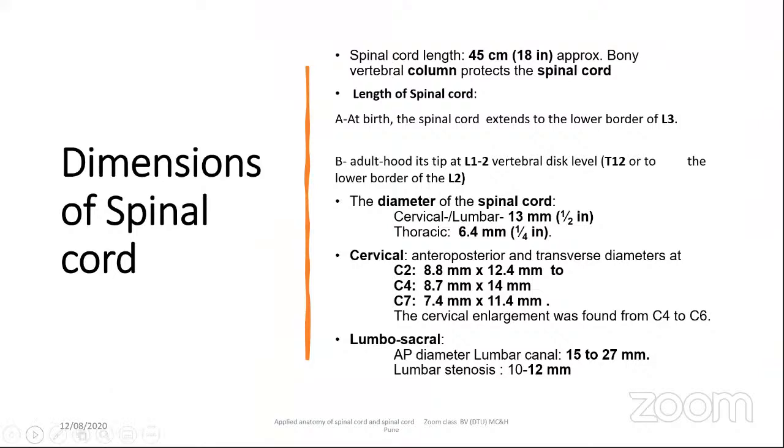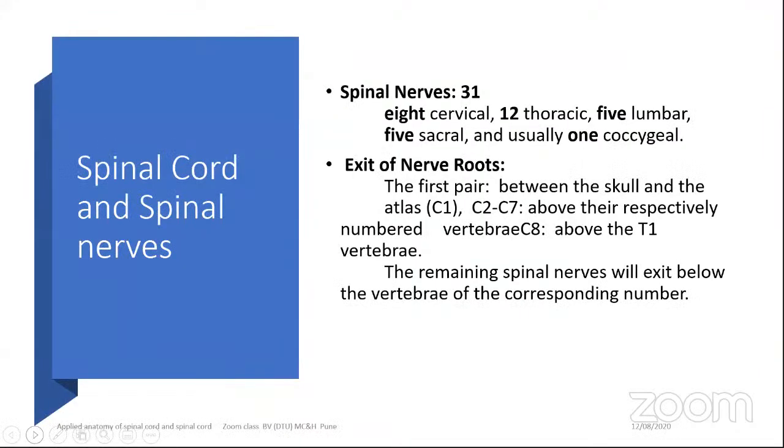Now, after learning about the dimensions, there are about 31 spinal nerves. 8 are cervical, 12 thoracic, 5 lumbar, 5 sacral, and usually one coccygeal.